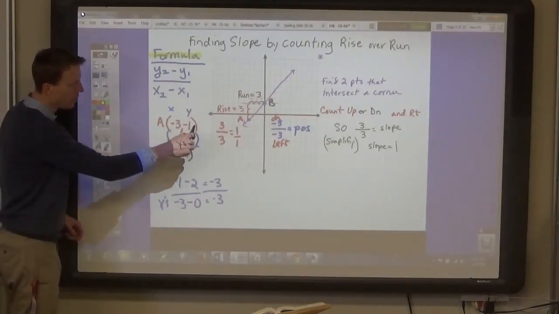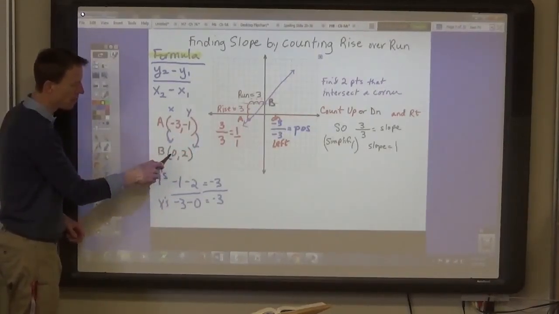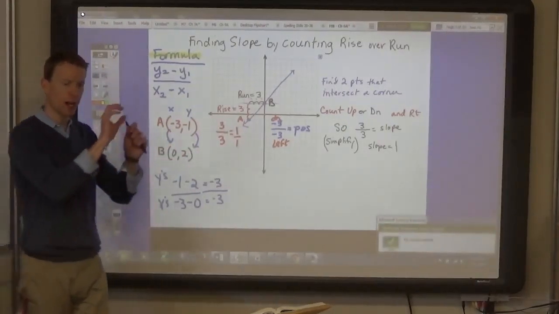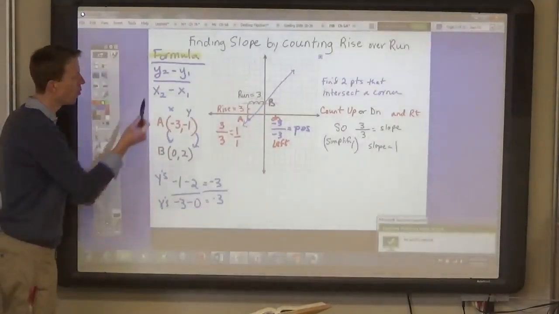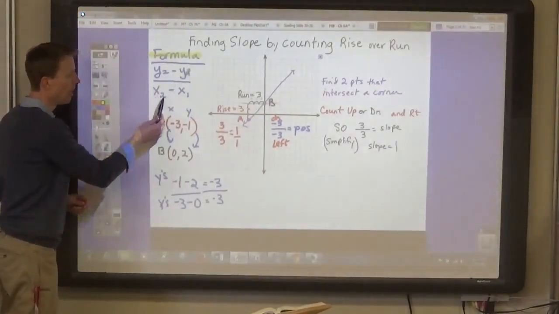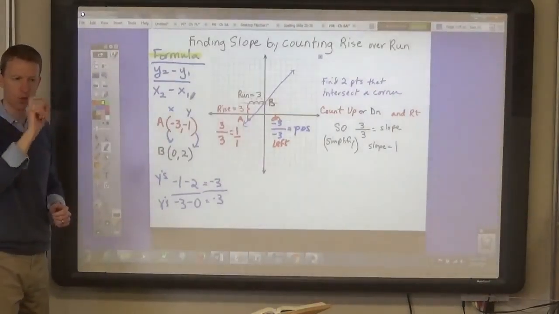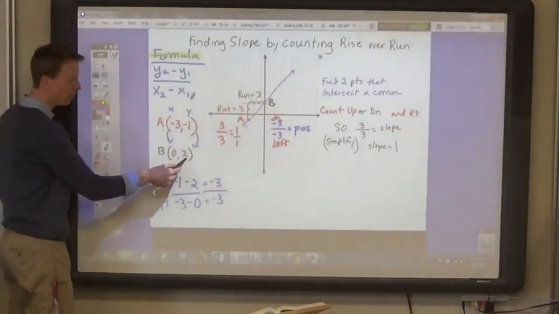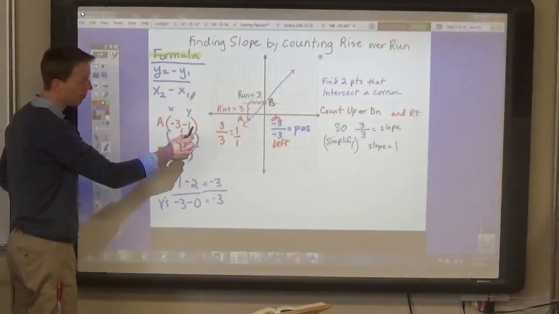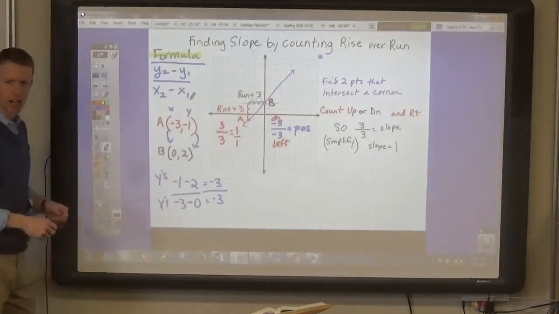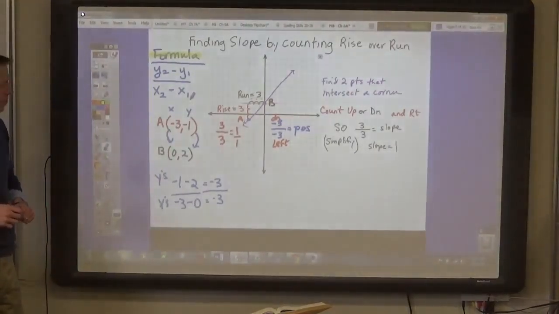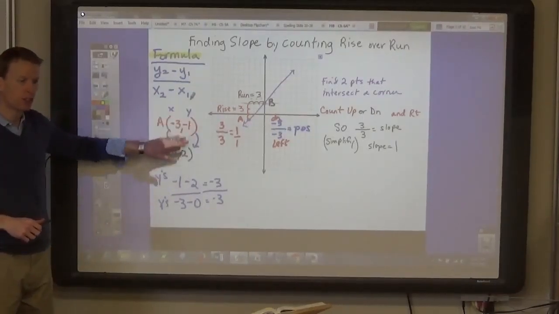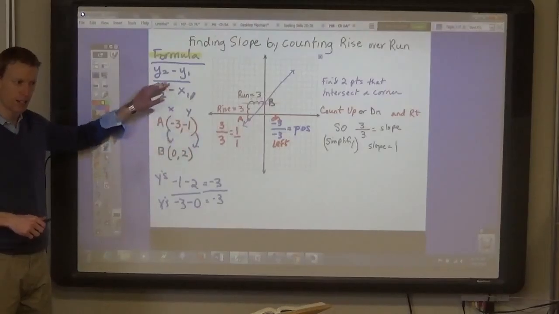You can't do -1 minus 2 and then 0 minus -3. That's a different order. You have to subtract the points in the same order, which is why they put a little 2 and a 1, and then 2 and a 1. That shows that that's an order. Now, it doesn't matter which order you use, really. You could do 2 minus -1 and 0 minus 3, and you get the same answer.